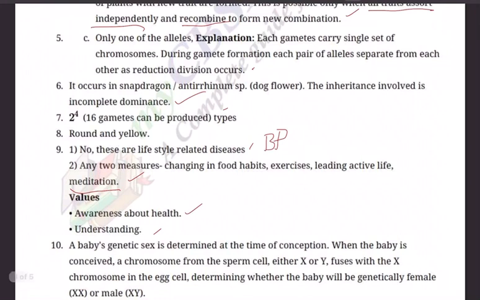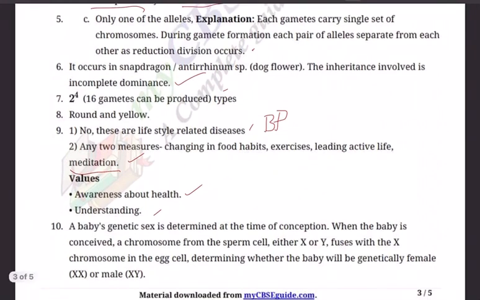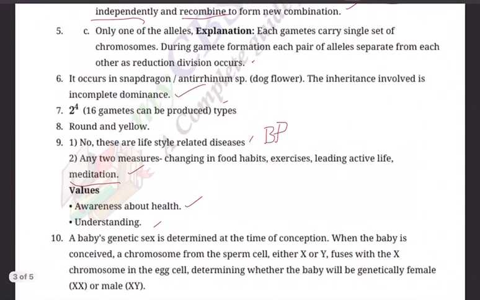Then question 10. A baby's genetic sex is determined at the time of conception. When the baby is conceived, a chromosome from the sperm cell, either X or Y, fuses with the X chromosome in the egg cell, determining whether the baby will be genetically male or female.